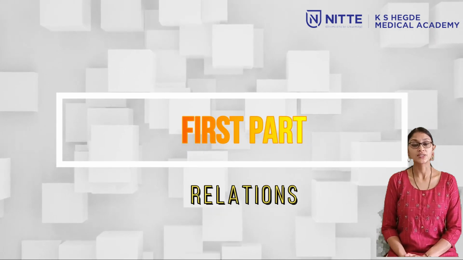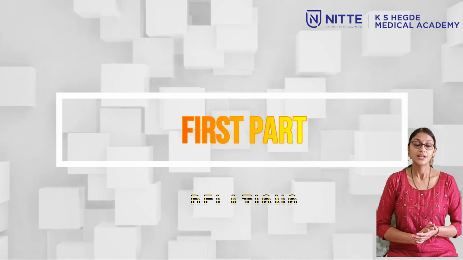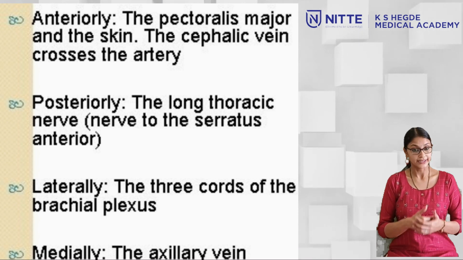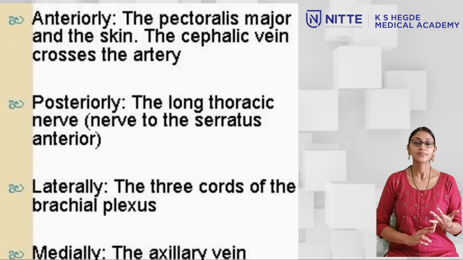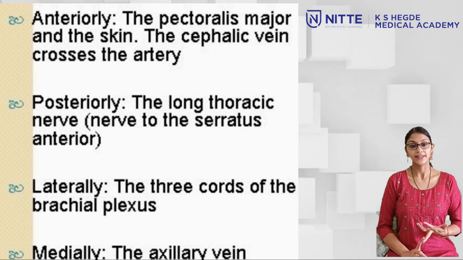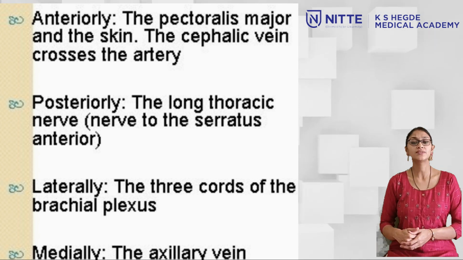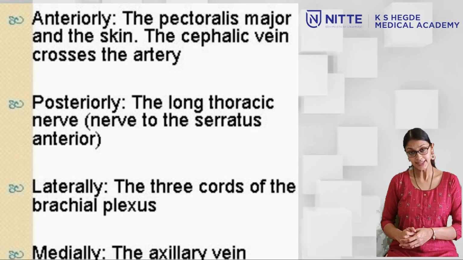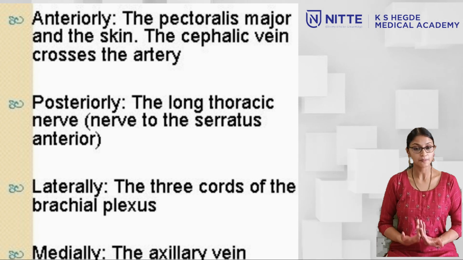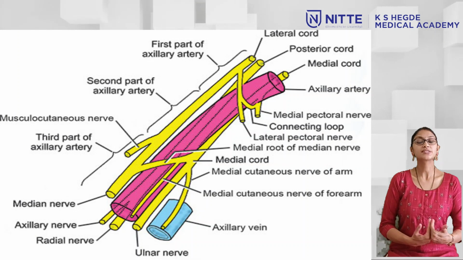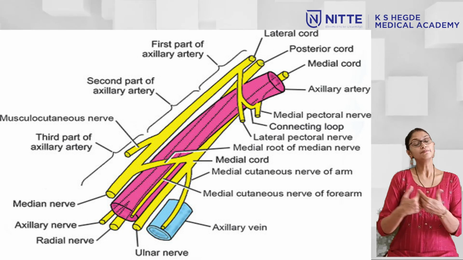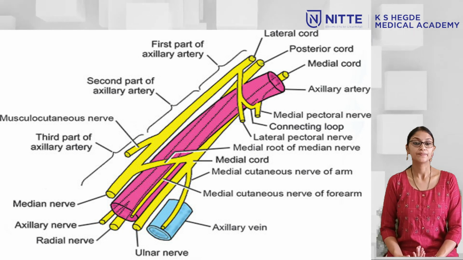Talking about the relations of the first part of the axillary artery. The anterior relations include pectoralis major and its covering fascia, skin, and cephalic vein. The posterior relations of the first part are the long thoracic nerve and the medial cord of the brachial plexus. Laterally, it's related to the lateral and posterior cords of the brachial plexus, the medial relation being the axillary vein.